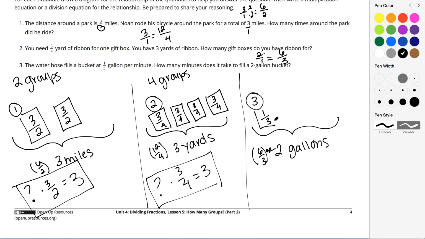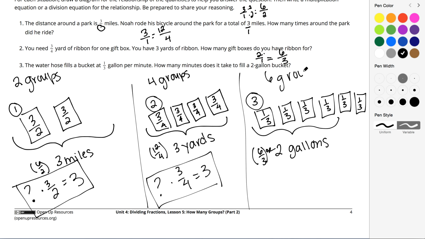So I need to count until I get 1/3 to be 6/3. 1/3, 1/3, 1/3, 1/3, 1, 2, 3, 4, not there yet. 1/3 and 1/3. I need 6 groups. So then, this was how many groups the size of 1/3 fit into 2.